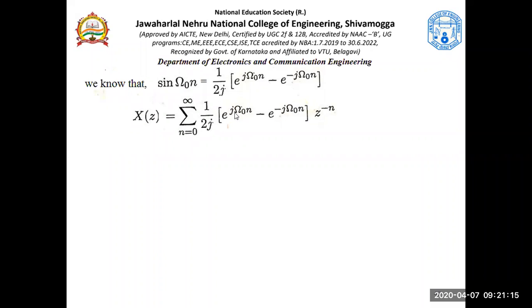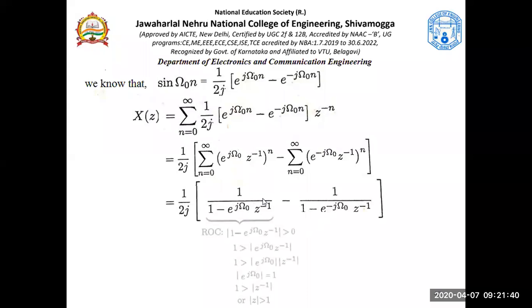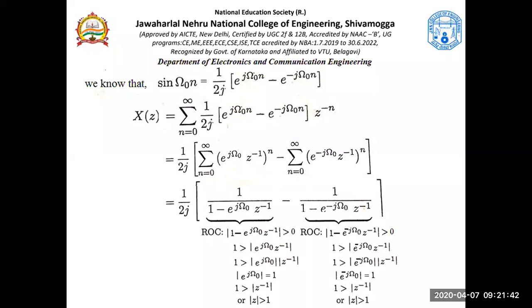Okay, so after substituting here, we saw how 1/2j was taken out and the summation was taken along with the complex exponential z bar minus 1. And every summation is in its standard form, that is n running from 0 to infinity, a bar n form. So with that, we have written this, and we also saw the ROCs for both, and this is what we got.